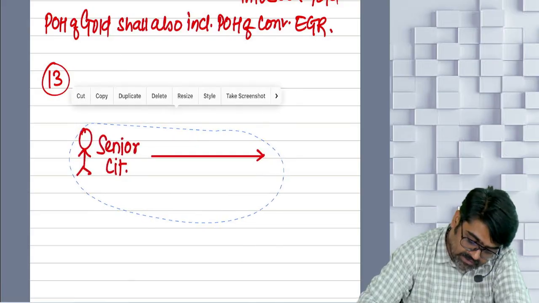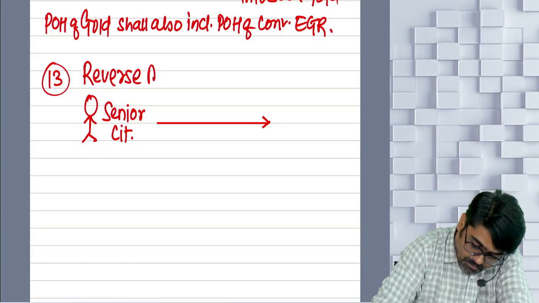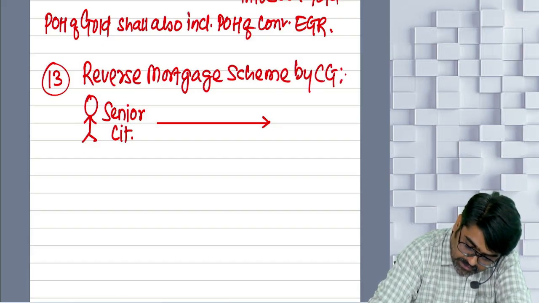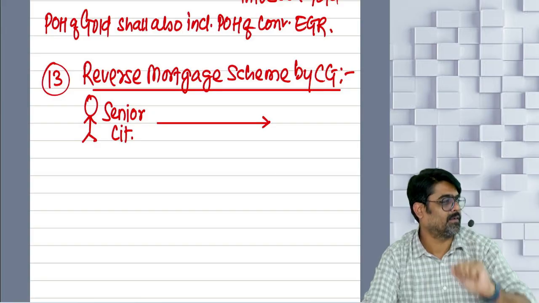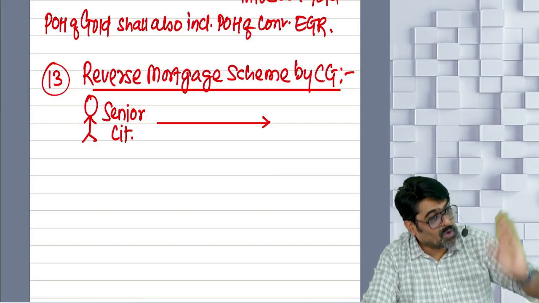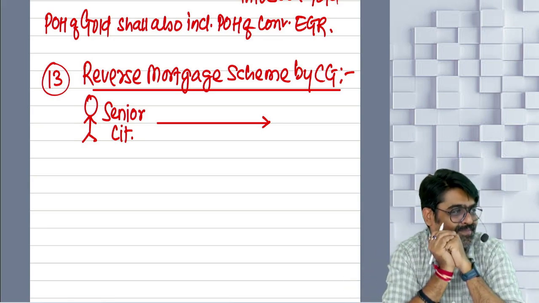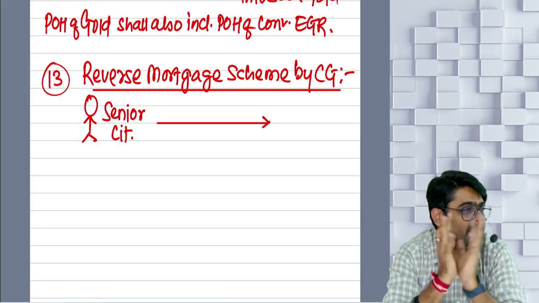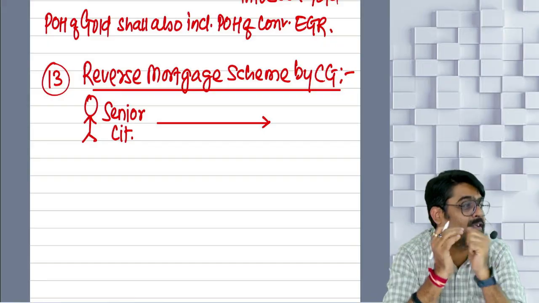The name of the scheme is reverse mortgage scheme. This scheme is made by the central government, and this scheme is made for the benefit of everyone, no? Only senior citizens. All senior citizens? No. Only those senior citizens who are the owners of residential property. All the senior citizens cannot take the benefit of this scheme. Only those senior citizens can take the benefit of the scheme who are the owners of a residential property.